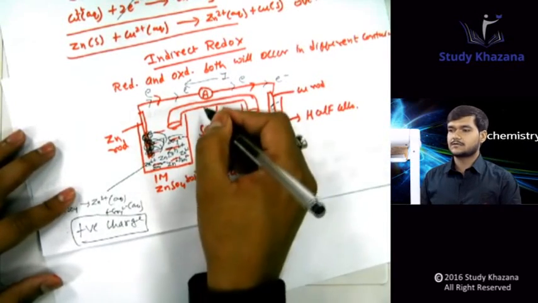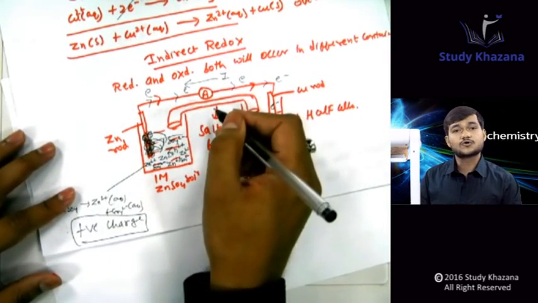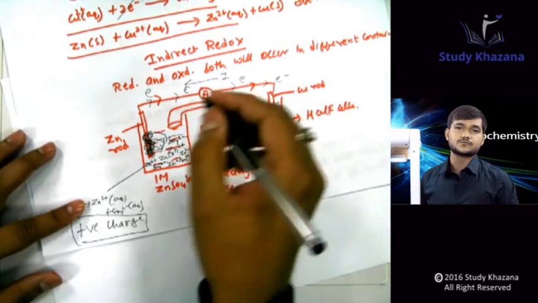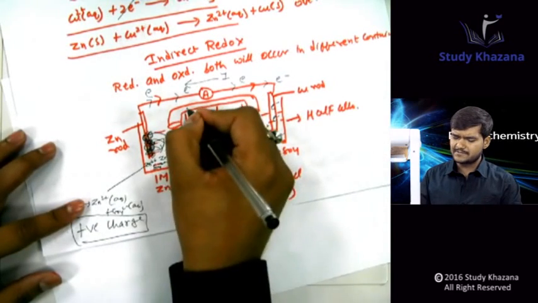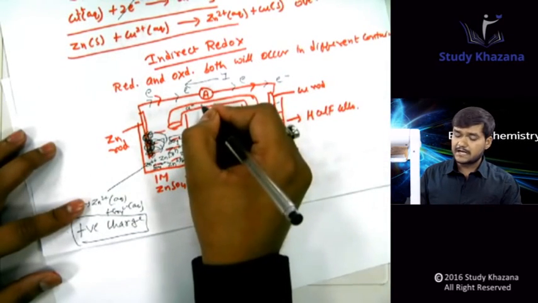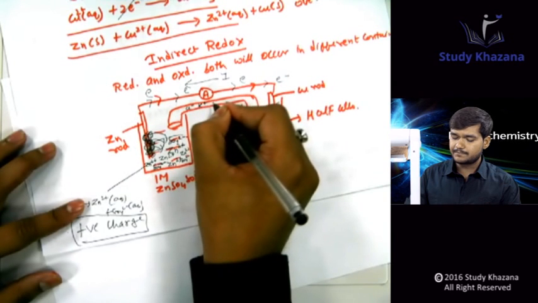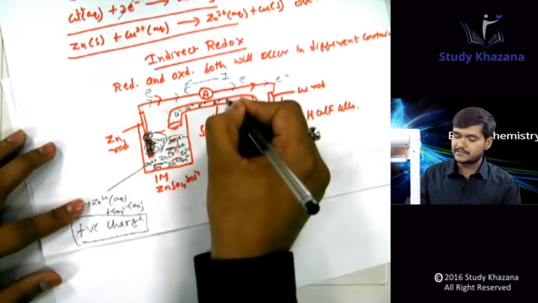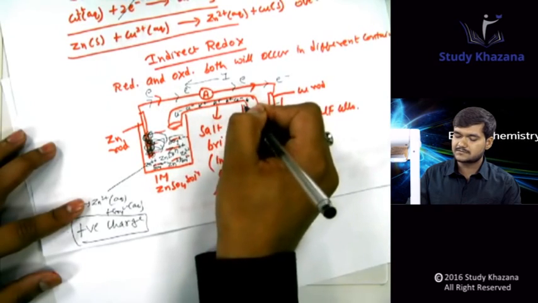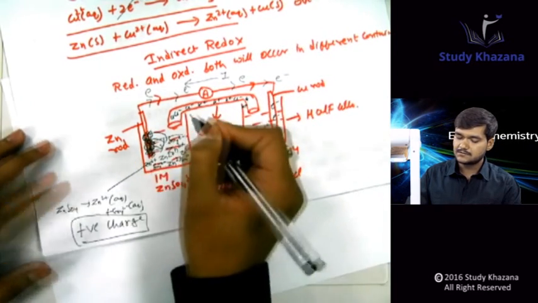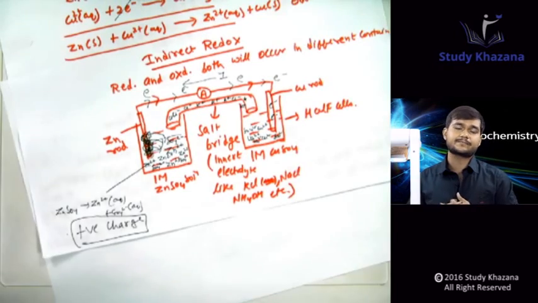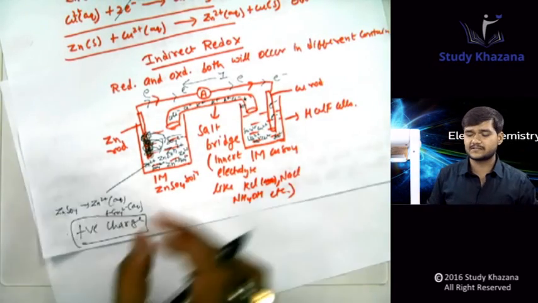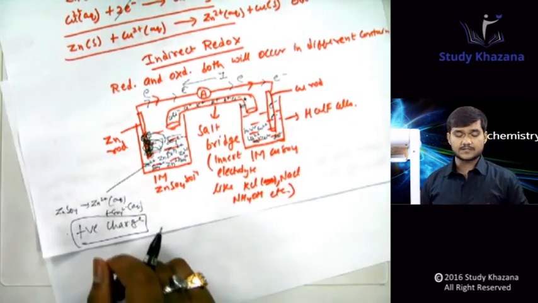Now here comes the role of your salt bridge. What does the salt bridge do? The salt bridge already has ions, inert electrolytes like K+ and Cl-. The K+ and Cl- ions are already present in this salt bridge.